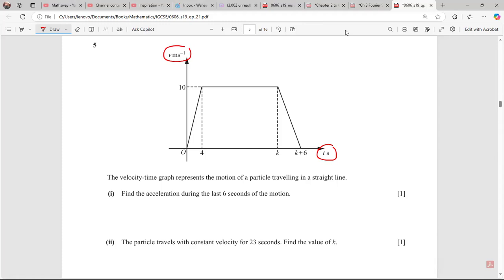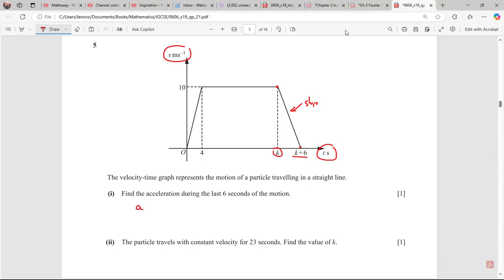Okay, so whatever is the value of k, this is k plus 6. So this is 6 seconds after this. So in the last 6 seconds, the particle has a velocity from 10 to 0. It stopped, right? So what is its acceleration here? The acceleration is the slope of this part. Okay, so we need to find the slope. So what is the slope?